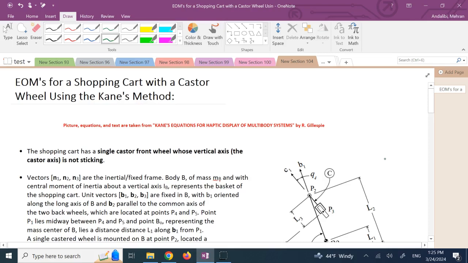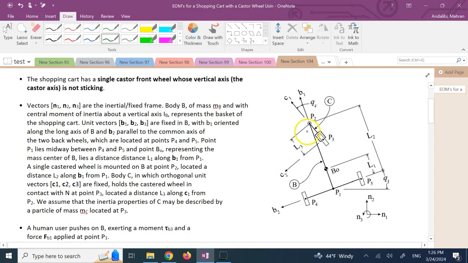Many of the carts that you see typically have two caster wheels in the front, but here, for simplicity, we assume that it's one. We assume that the angle of the member that is holding the caster wheel onto the body of the shopping cart, shown by member C, can change. So it's this joint here that is allowing the rotation, and that rotation is shown here by angle Q4.